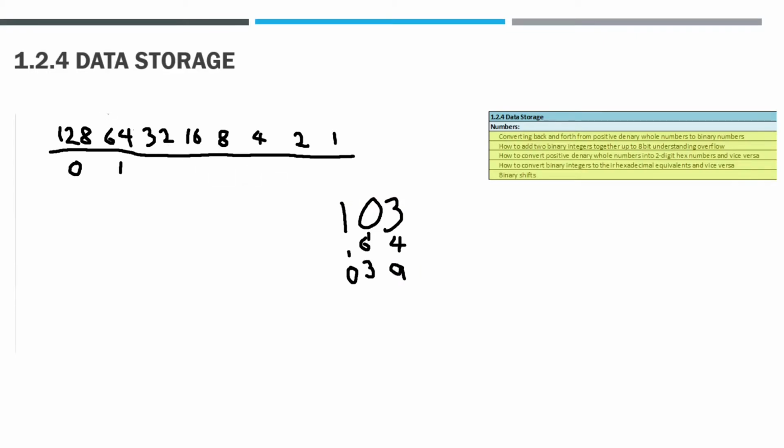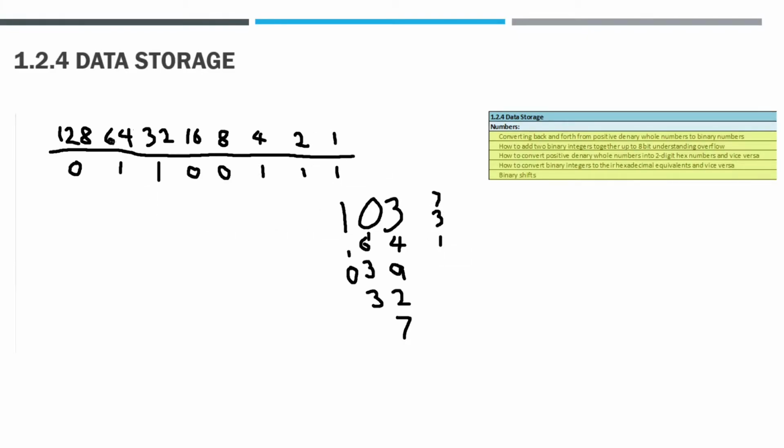So with 39, you find the biggest number that goes into it. Well, 32 goes into it. So 1, then we take off 32, leaving us with 7. 16, no, that's too big. 8, that's bigger than 7. 4, that's not. 7 minus 4 is 3. 3 is bigger than 2. 3 minus 2 is 1, and then we're left with a 1.